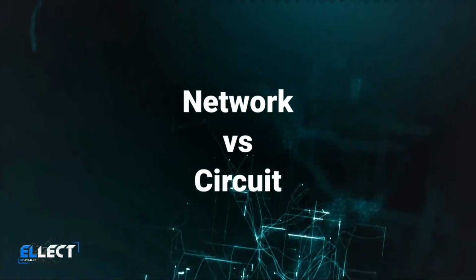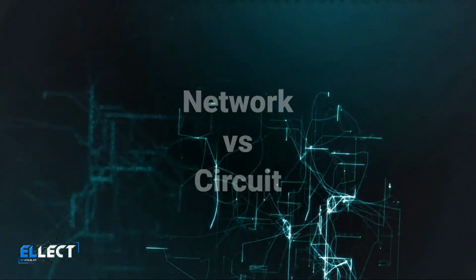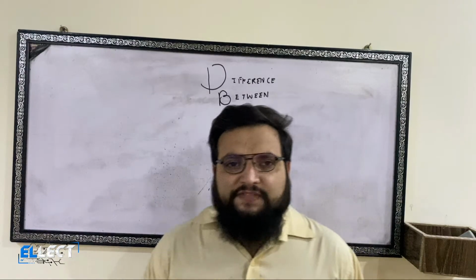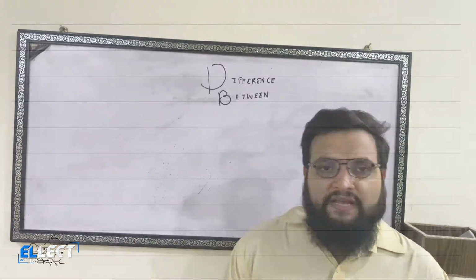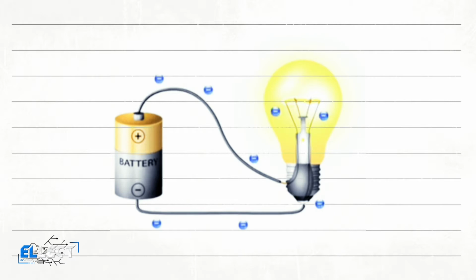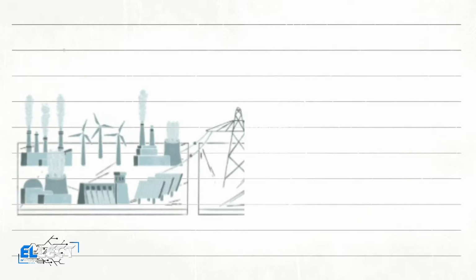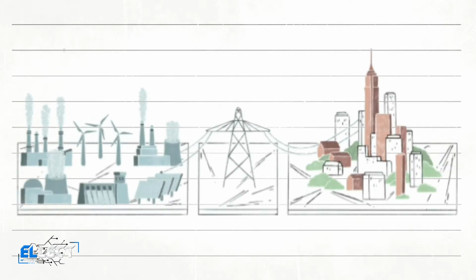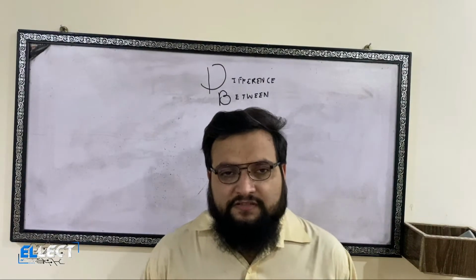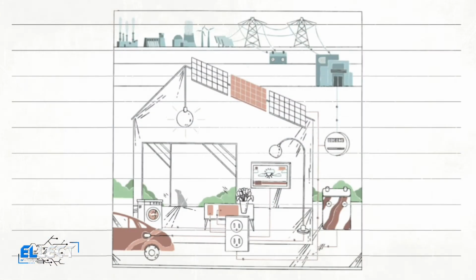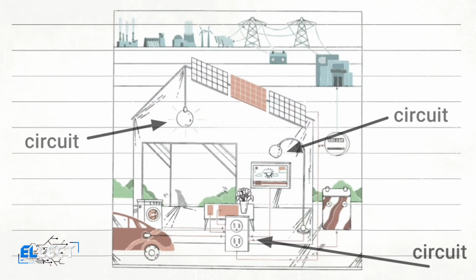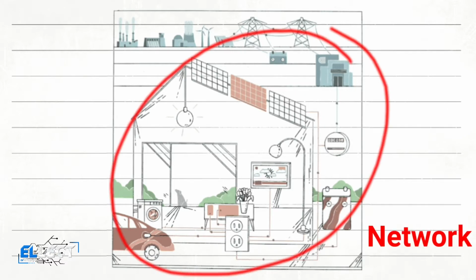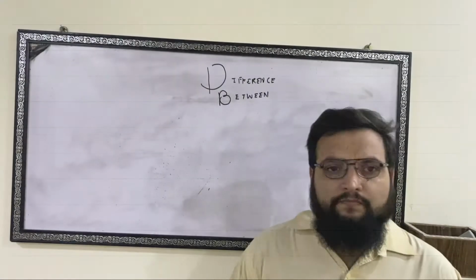Network versus circuit. A circuit is a network which has a closed path or closed loop in which current can flow easily, while a network is an interconnection of active and passive components, say resistors, capacitors, etc. A circuit may only be a closed path, while a network may be a closed or open path.